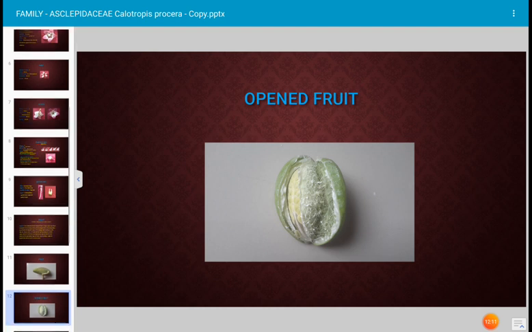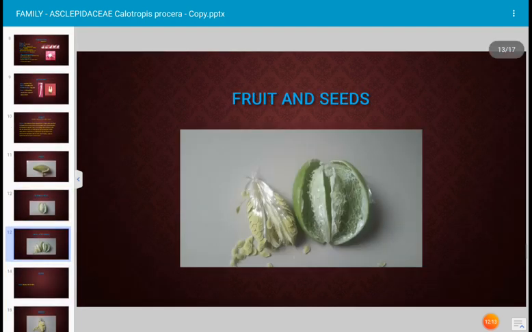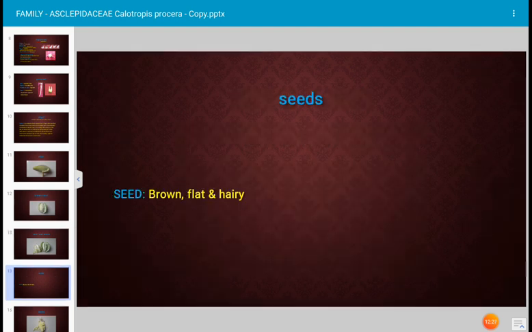And next, these are the seeds present in this very young fruit. Still it has to be developed. It is very young, it has not developed well. It is not a mature fruit. Okay, next. And the fruit consists of seeds.